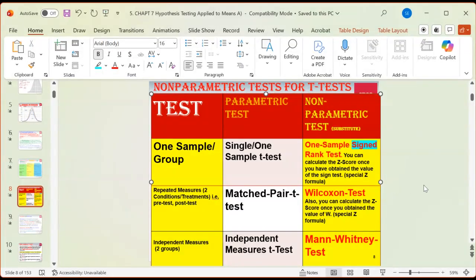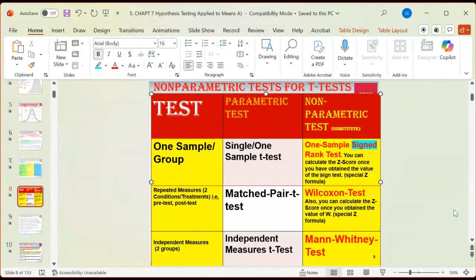Next time we're going to go over the paired sample t-test, and again, if we can't meet the assumption of that t-test, then we need to use the Wilcoxon test. And then again, for the independent measures design t-test, if we can't meet that assumption of that t-test, then we have to use the Mann-Whitney test. So we talk about those two at the bottom.